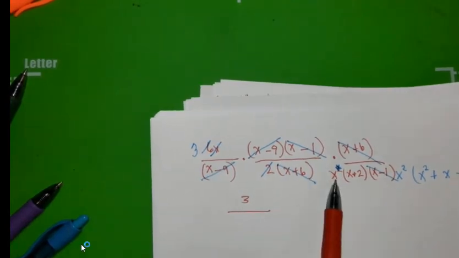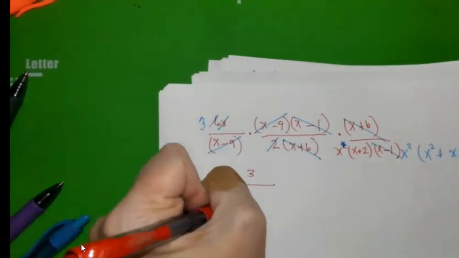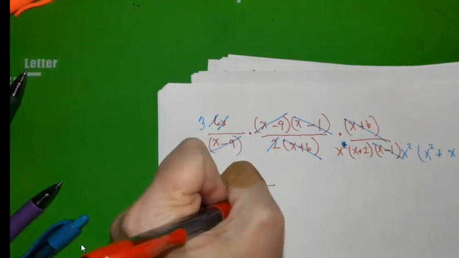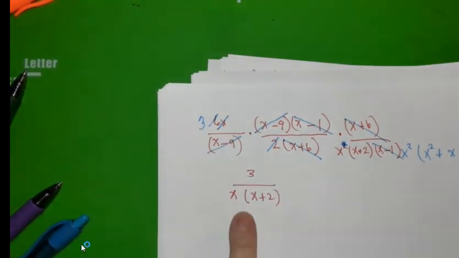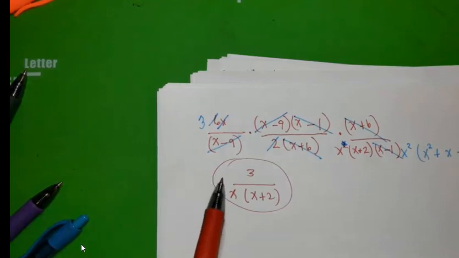this x is still here, so I don't want to forget it, x. And this binomial x plus 2 is still here. And you do not have to multiply those out. You can, if you want to simplify that, that's x squared plus 2x, but you don't have to. So this is my simplified, or almost simplified, expression.